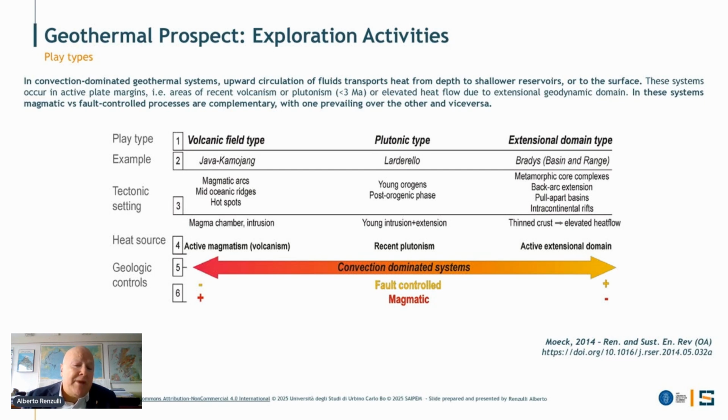Then we have the example of the Basin and Range, which is a geothermal area in the southwestern US and northwestern Mexico.